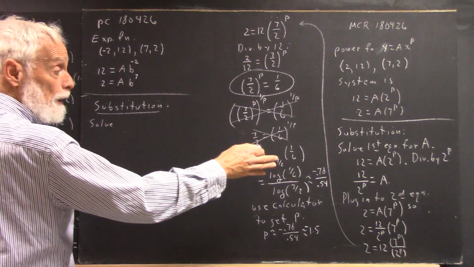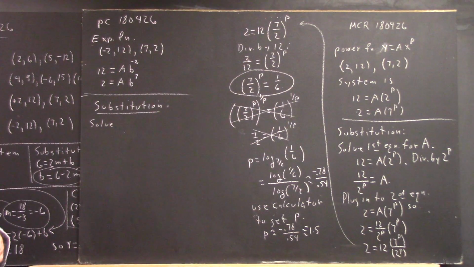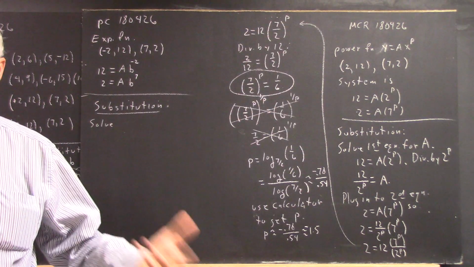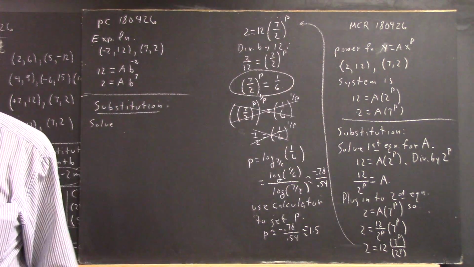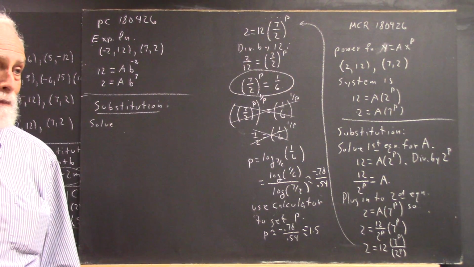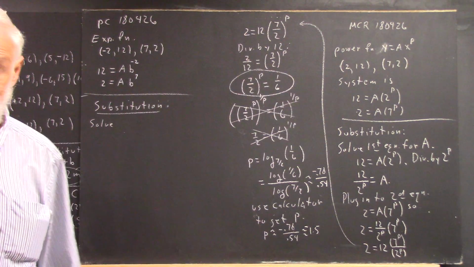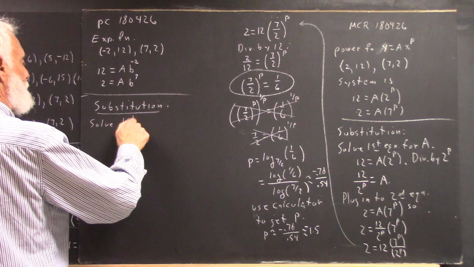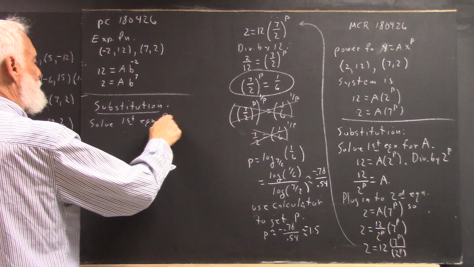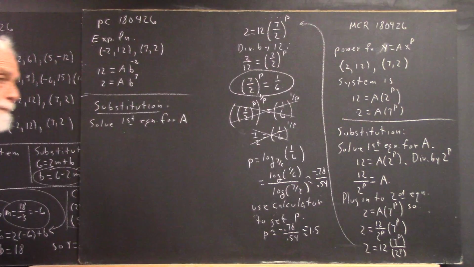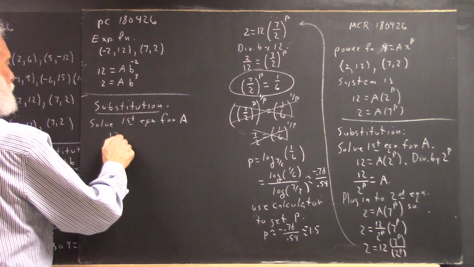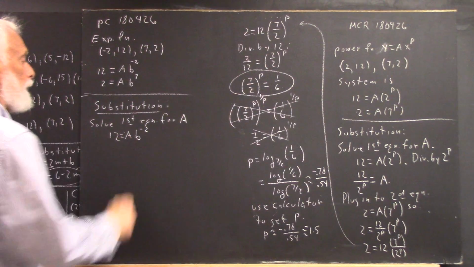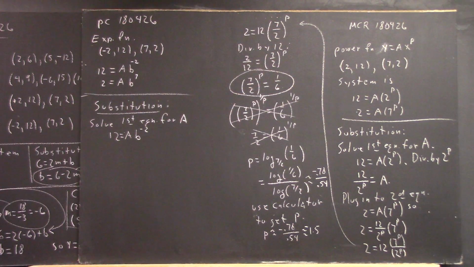It's going to look very much like this until we get to the end, and we're going to find out that even though this is an exponential function, we're not going to have to use logarithms to find the base. We just have to do powers. Okay, so we solve the first equation for A. So we have 12 equals A, B to the negative second, right?